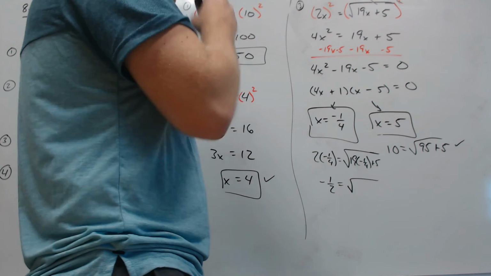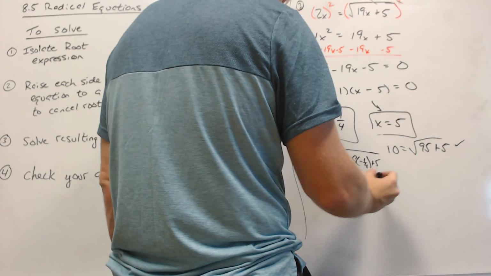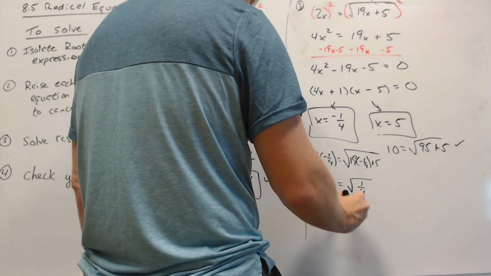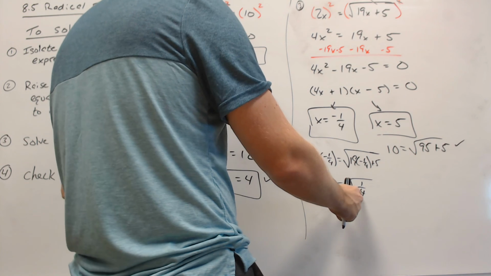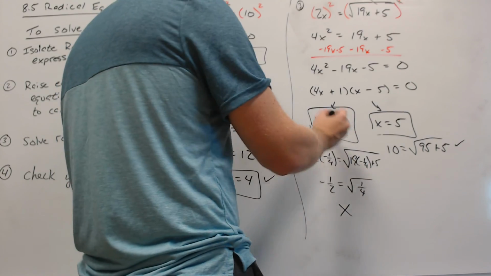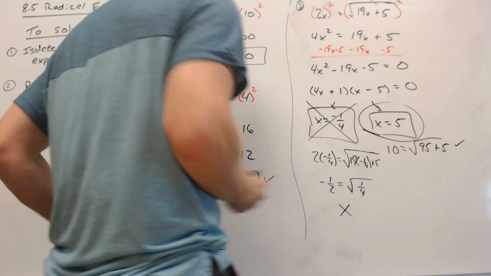plus 20 over 4. This would be 1/4. But these two do not equal each other, because when I take the square root of 1/4, I get positive 1/2, not negative 1/2. So this answer actually is not a solution to the equation, whereas this one, x equals 5, is.